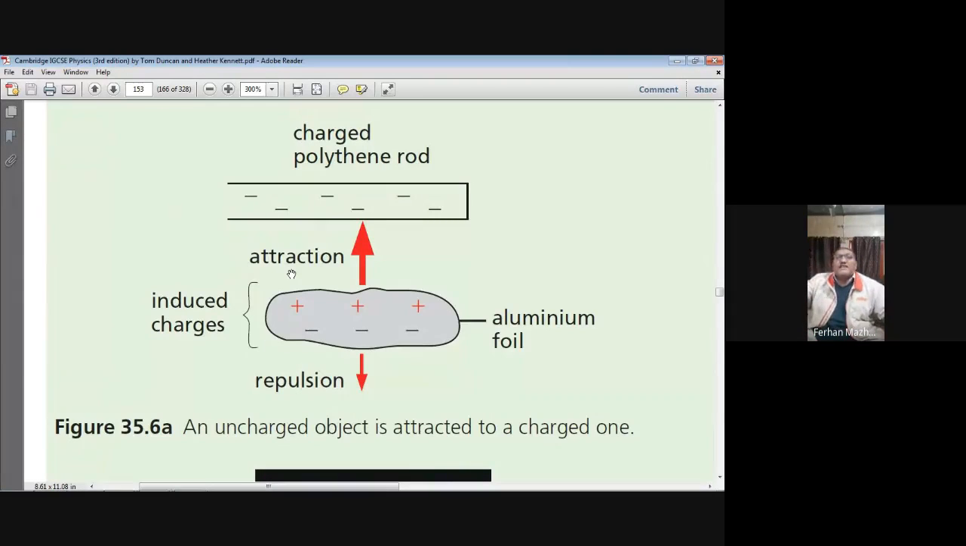You see, this polythene rod was actually charged by us, but the aluminum foil was uncharged. And when we bring that charged polythene rod near the uncharged aluminum foil, that aluminum foil will be attracted towards the polythene rod. This is happening because of electrostatic induction.